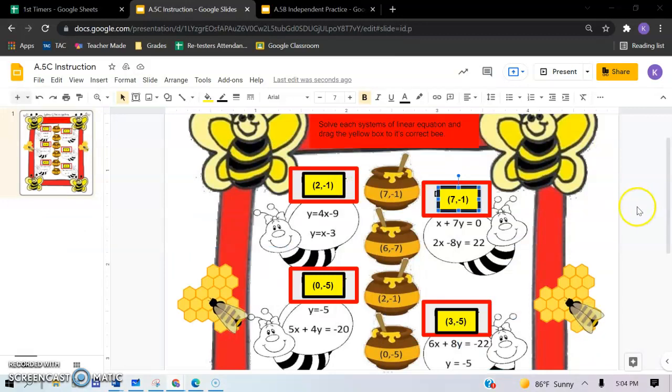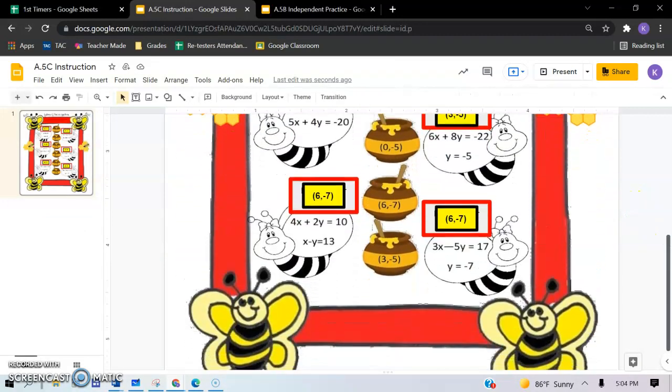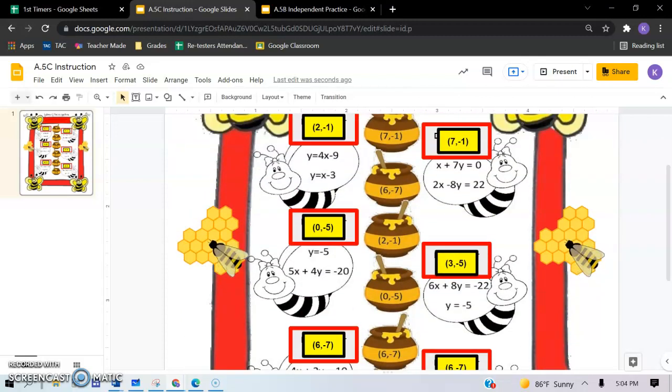And that's it. That's how you do these kinds of problems, boys and girls. You guys are really good at solving for y and finding where they cross, so you shouldn't have any trouble with this activity here.